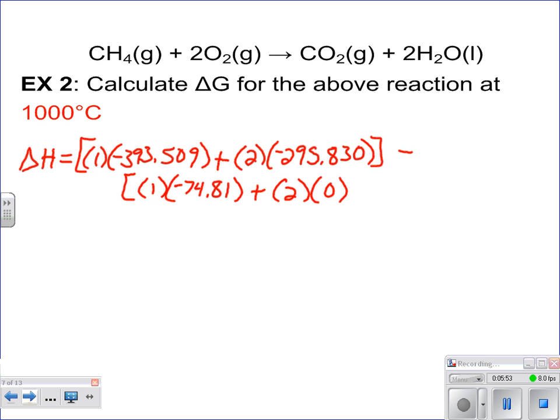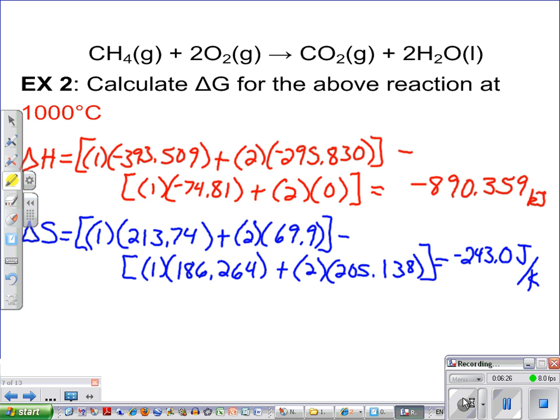Hopefully you're following along and you know what to do there. You're just doing Big Mama, where you've got products minus your reactants, and in this one we would get negative 890.359. That's going to be in kilojoules. I'm going to go ahead and do delta S for this next one, but I'm going to pause it and just let you see it when I've written it down.